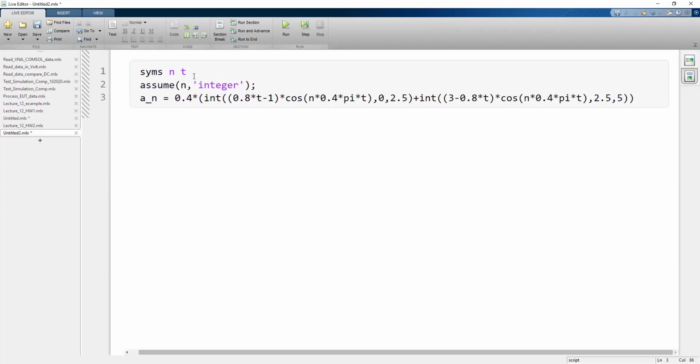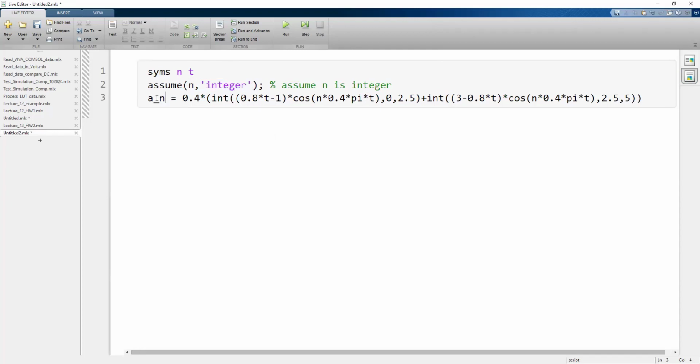So what we're doing here, the second line, you assume n is an integer. You can directly use the assume function. Assume your n is a specific type of variable. And then your an is 0.4 times the integration of the function from 0 to 2.5 seconds.